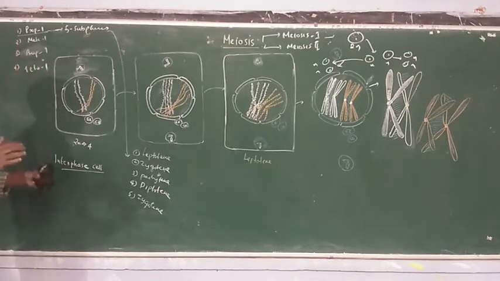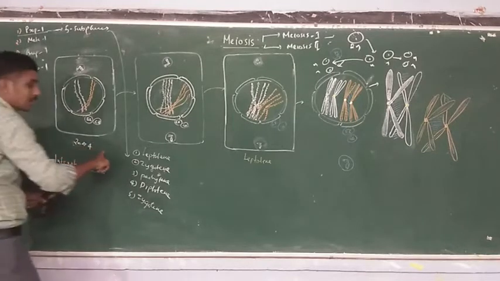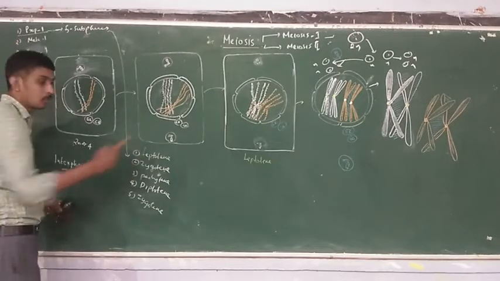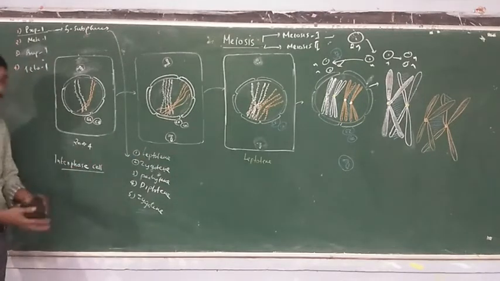Now let us try to understand the main features, or the events, which take place during leptotene, zygotene, pachytene, diplotene and diakinesis.